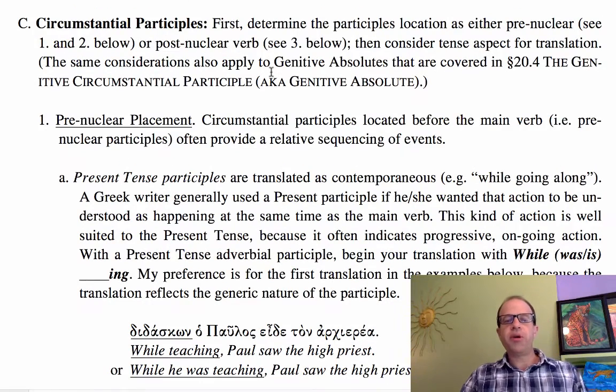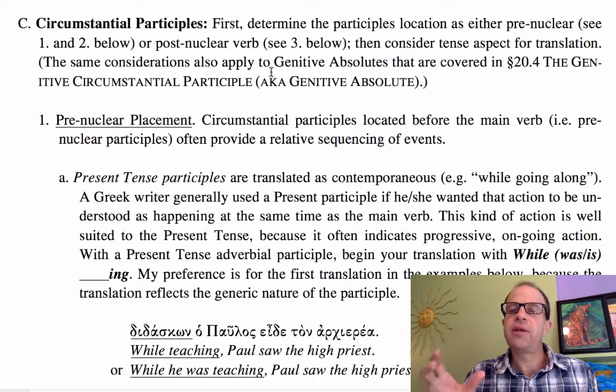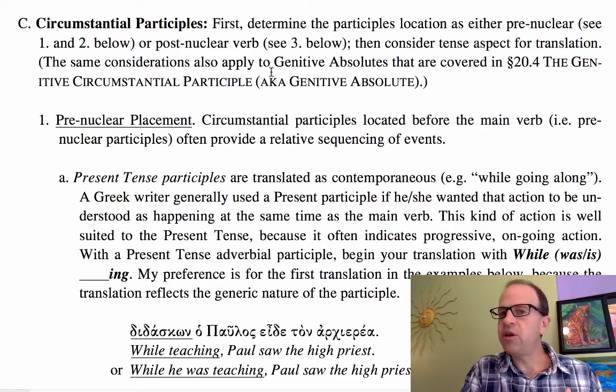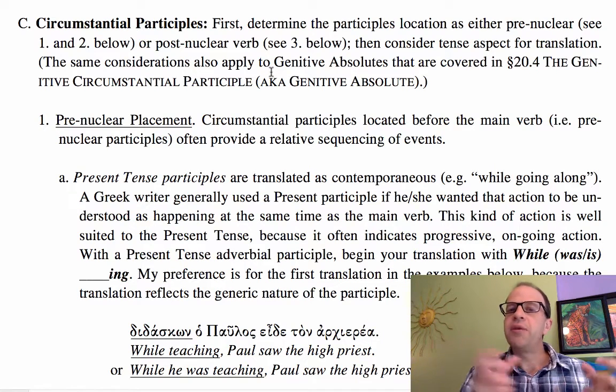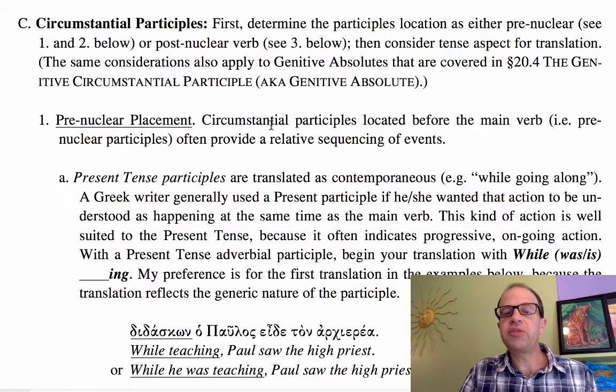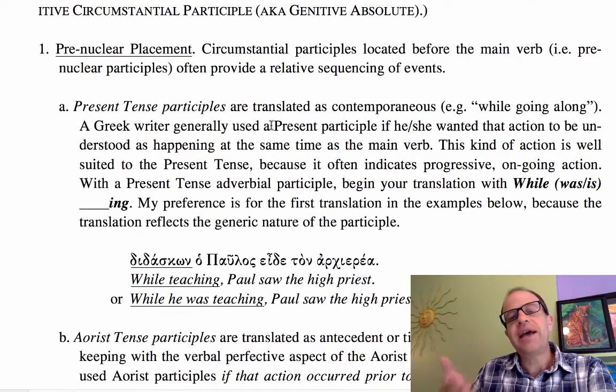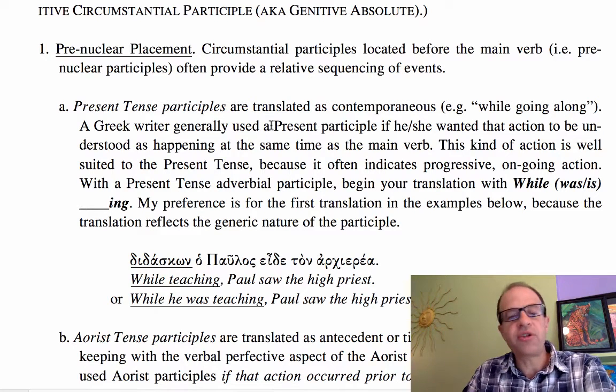Circumstantial participles, remember, are participles that don't have an article and are modifying the main verb. They're providing more information about what the subject has done or why they're doing it, or some particulars of what they're doing, and the participle signals and provides that information. Prenuclear placement with present tense participles tends to indicate contemporaneous time. One word that you can use to help set up that translation is "while," and you can look at my examples.